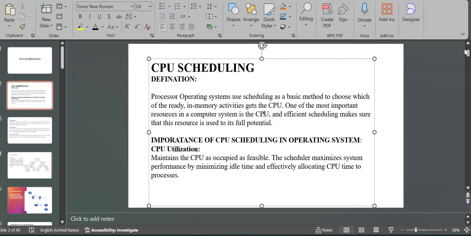Here we are discussing CPU scheduling. Definition: processors in an operating system use scheduling as a basic method to choose which of the ready, in-memory activities get the CPU. One of the most important resources in a computer system is the CPU, and efficient scheduling makes sure that resources are used to their full potential.